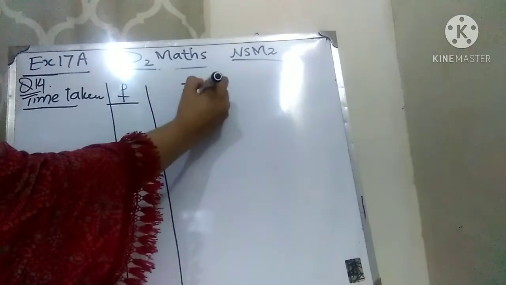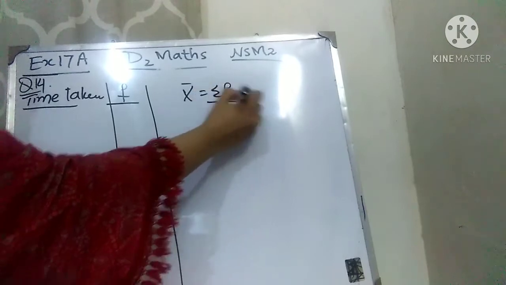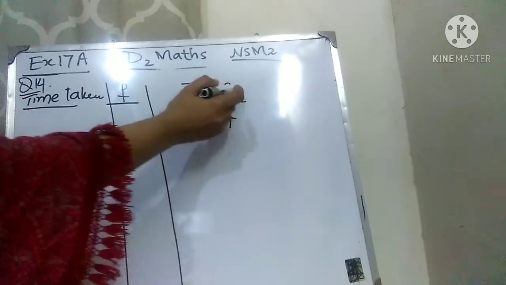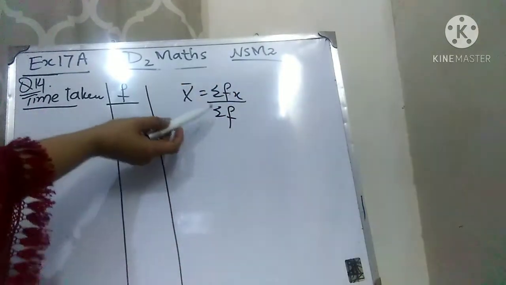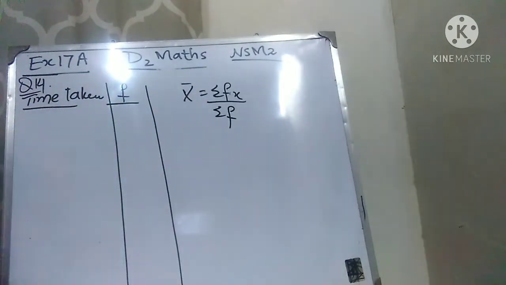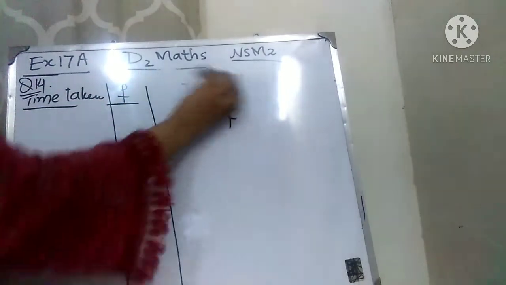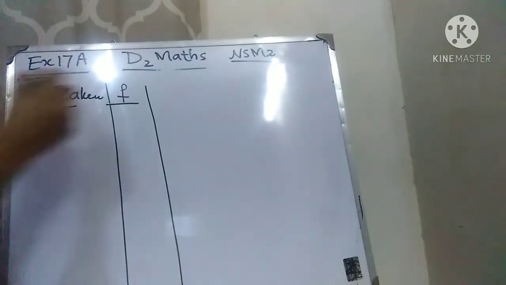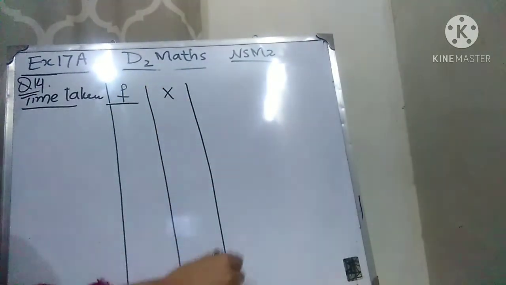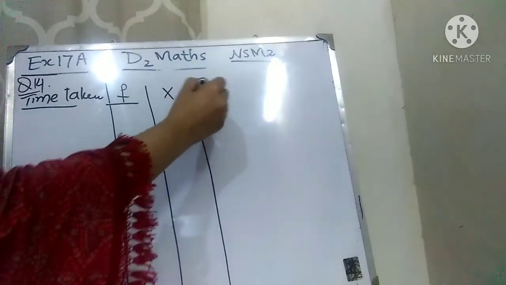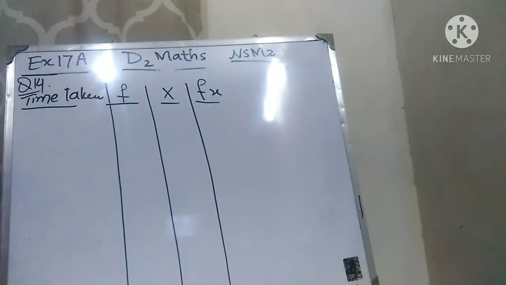This is the formula. So it means that you have to find out sum of f of x. So for that you need x, and then you will multiply f with x to get sum of f of x. So first make the table as required. That means that you also need x, so make the column of x, and according to the formula you need f of x also. So make one column for f of x.